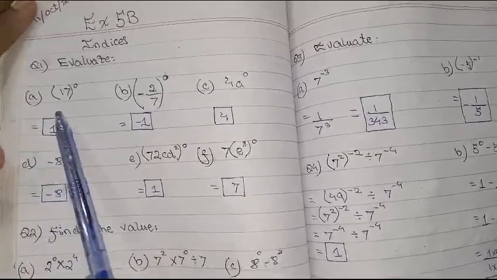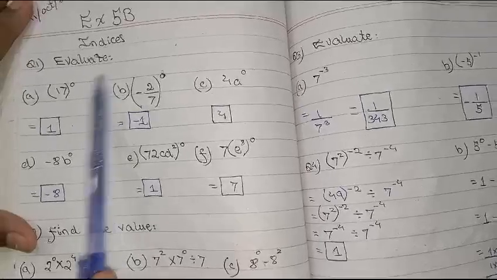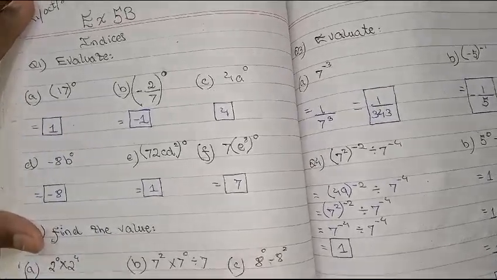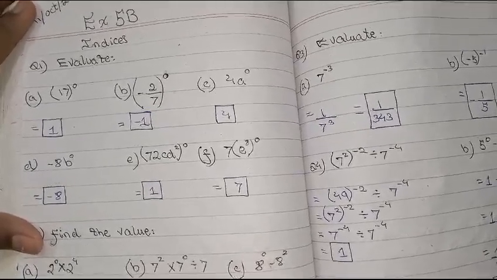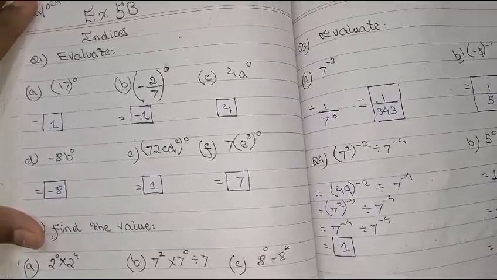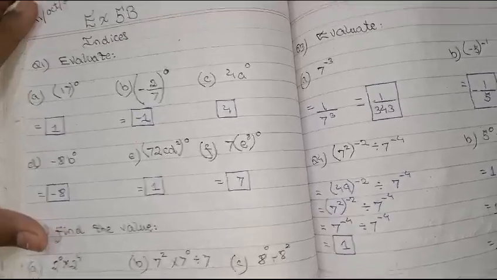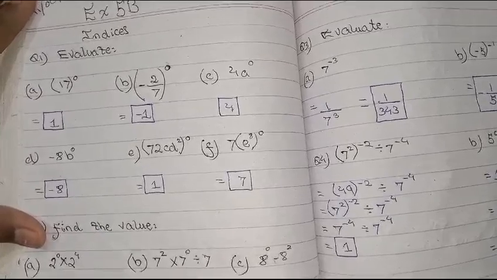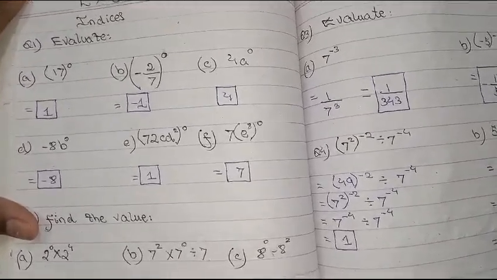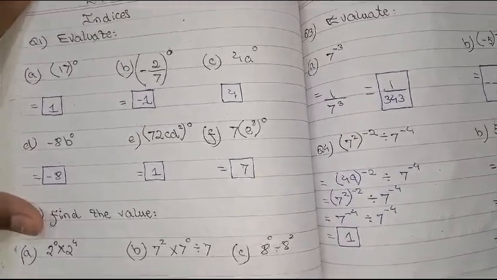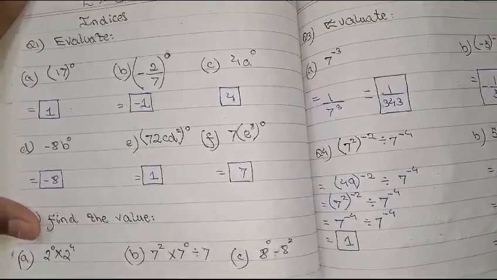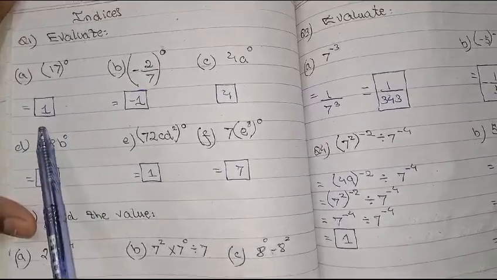So the first part is evaluate 17 power 0. If you remember, law number 4 says that when the power is 0 on any number, whether it's a fraction, a negative number, or any whole number, the answer is always equal to 1. So 17 power 0 is equal to 1.